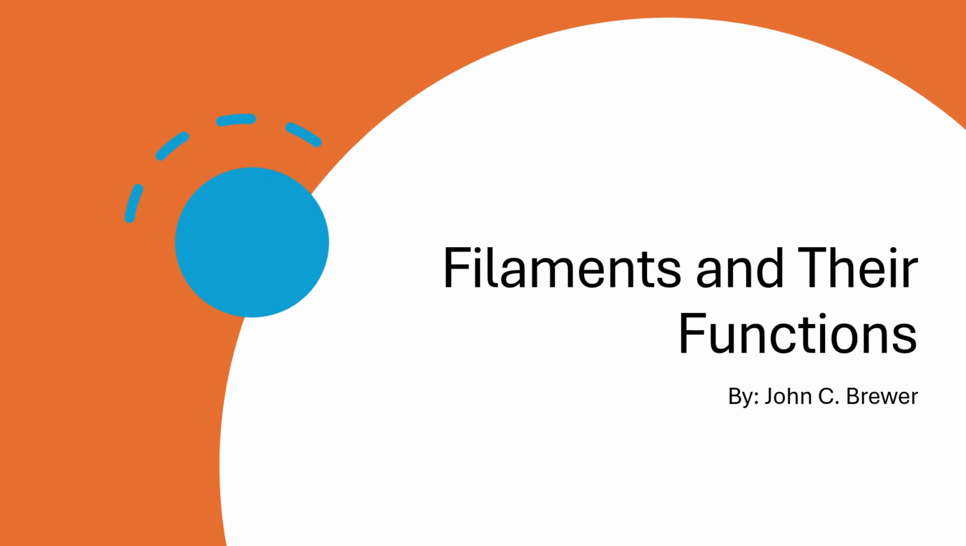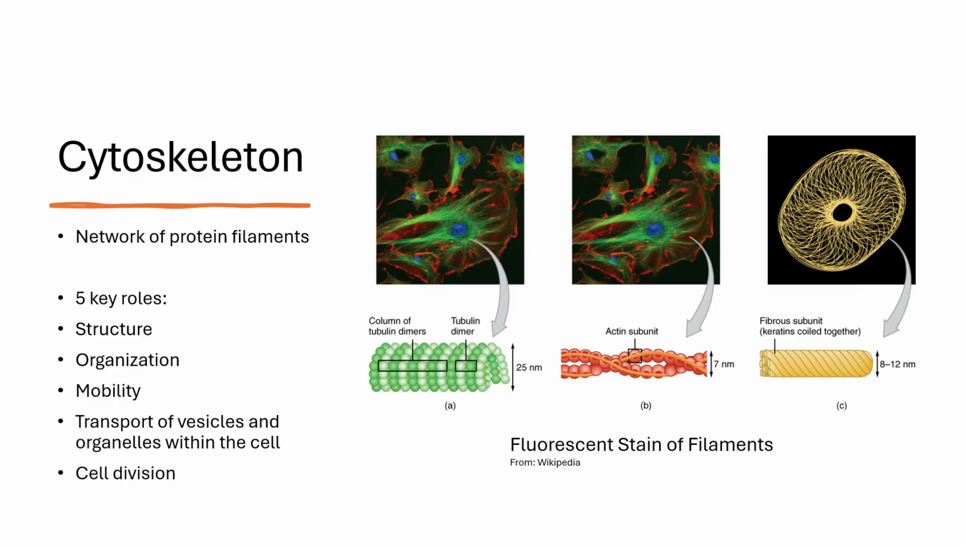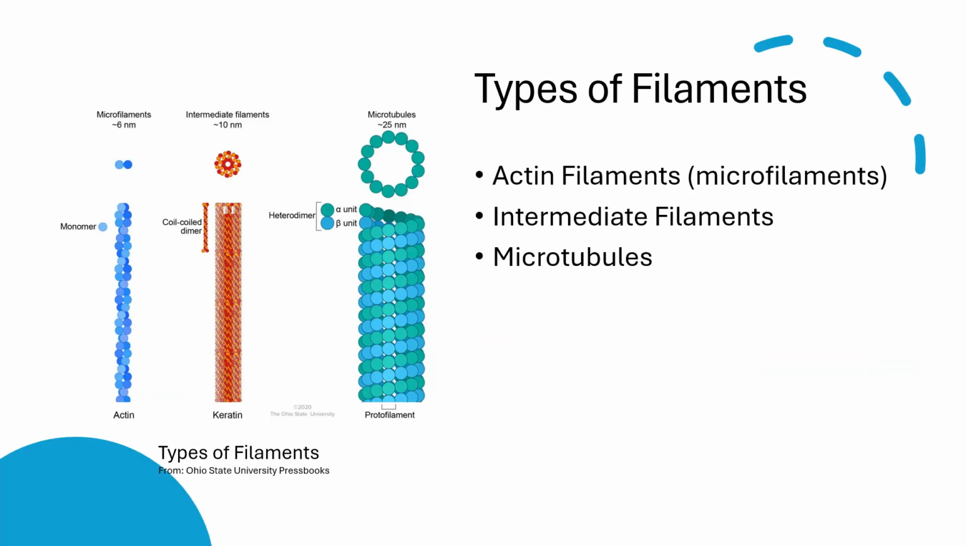This is a presentation on the filaments in the cytoskeleton and their function. The cytoskeleton is a complex network of protein filaments within cells. They play 5 key roles in cells, providing structure for the cell, organization of the internal components of a given cell, mobility, or helping a cell move around if it has that function, transport of vesicles and organelles within a cell, and they also assist with division of cells.